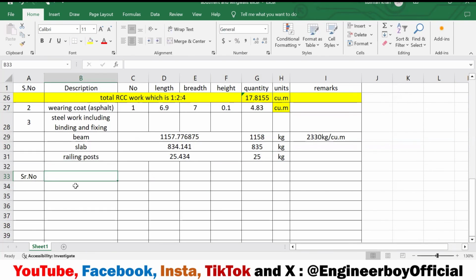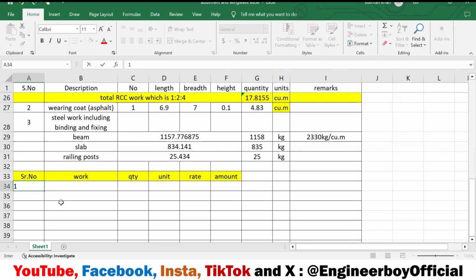If we have a serial number, and then the work, and we will consider the quantity, very simple. Then the unit, and then the rate. This should be the unit rate, meaning per cubic meter, per meter, like that. And then we will have the total amount. So we have this schedule.